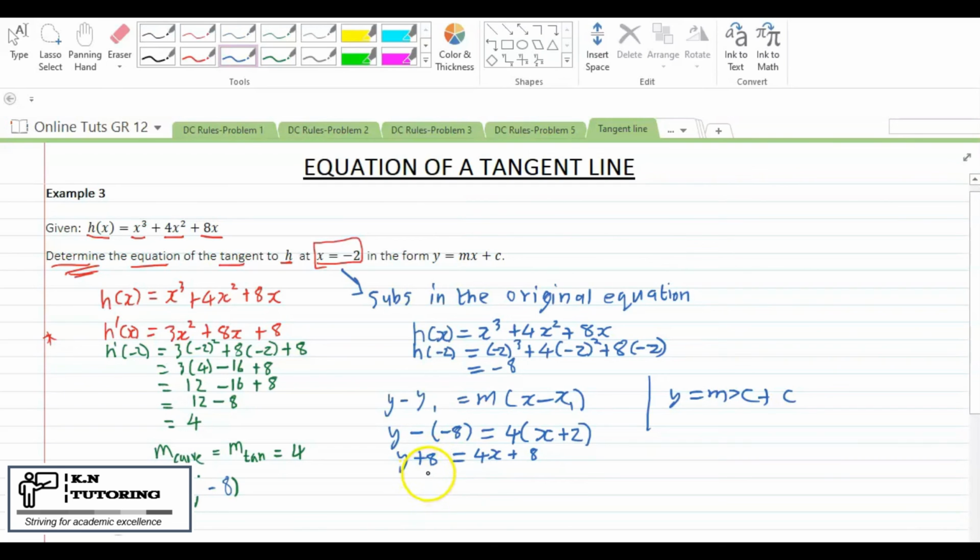And then what do I do from here? Law of conservation of mathematics: I move this 8 to the other side. Remember, what you do on the left, you also do on the right. And this will be y is equal to 4x. Okay, and this will complete this problem. Since they want the c value, you can also say this is plus 0, but it's not really necessary. So this completes the problem of example 3.